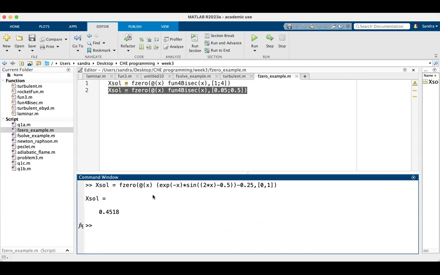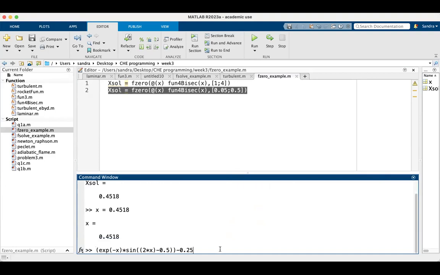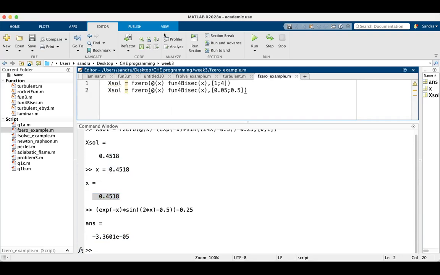Okay, if you have a doubt, we'll do one thing. X is equal to 0.4518. Let's keep it like that, and then we'll execute this command and see what is the answer. Okay, you're getting it very, very close to 0. So this is the answer, 0.4518. Anybody, any doubts?